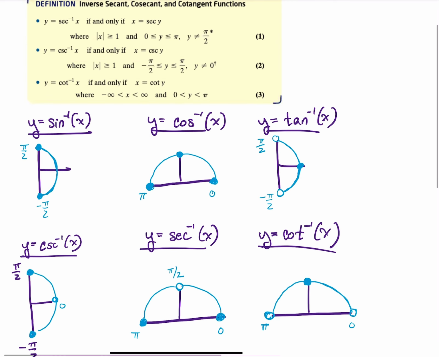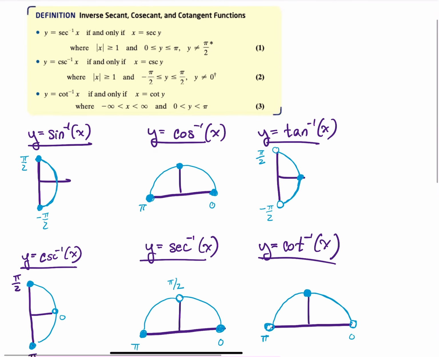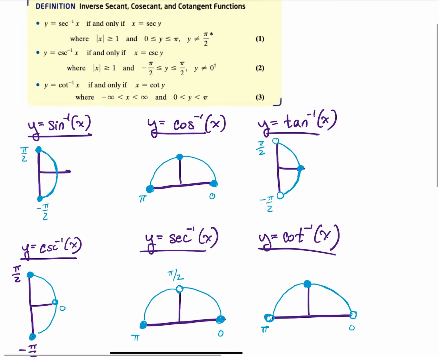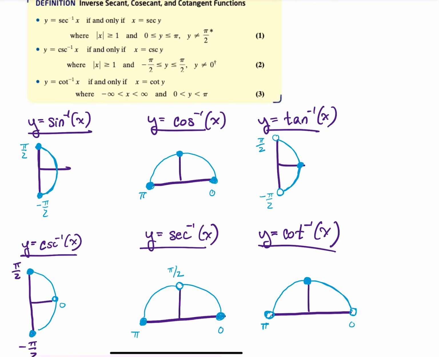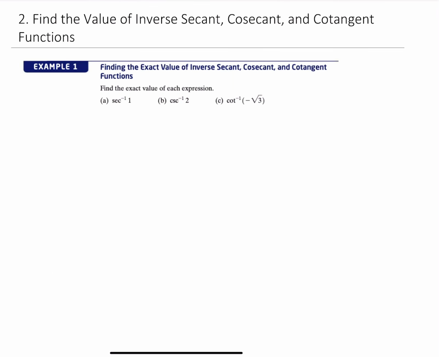So let's practice using these, and this table from the textbook defines it in a similar way. They say the inverse secant between 0 and pi, the inverse cosecant between negative pi over 2 and pi over 2, and the inverse cotangent also between 0 and pi. So let's practice using these in a few examples, and define the value of some inverse secant, cosecant, or cotangent functions.